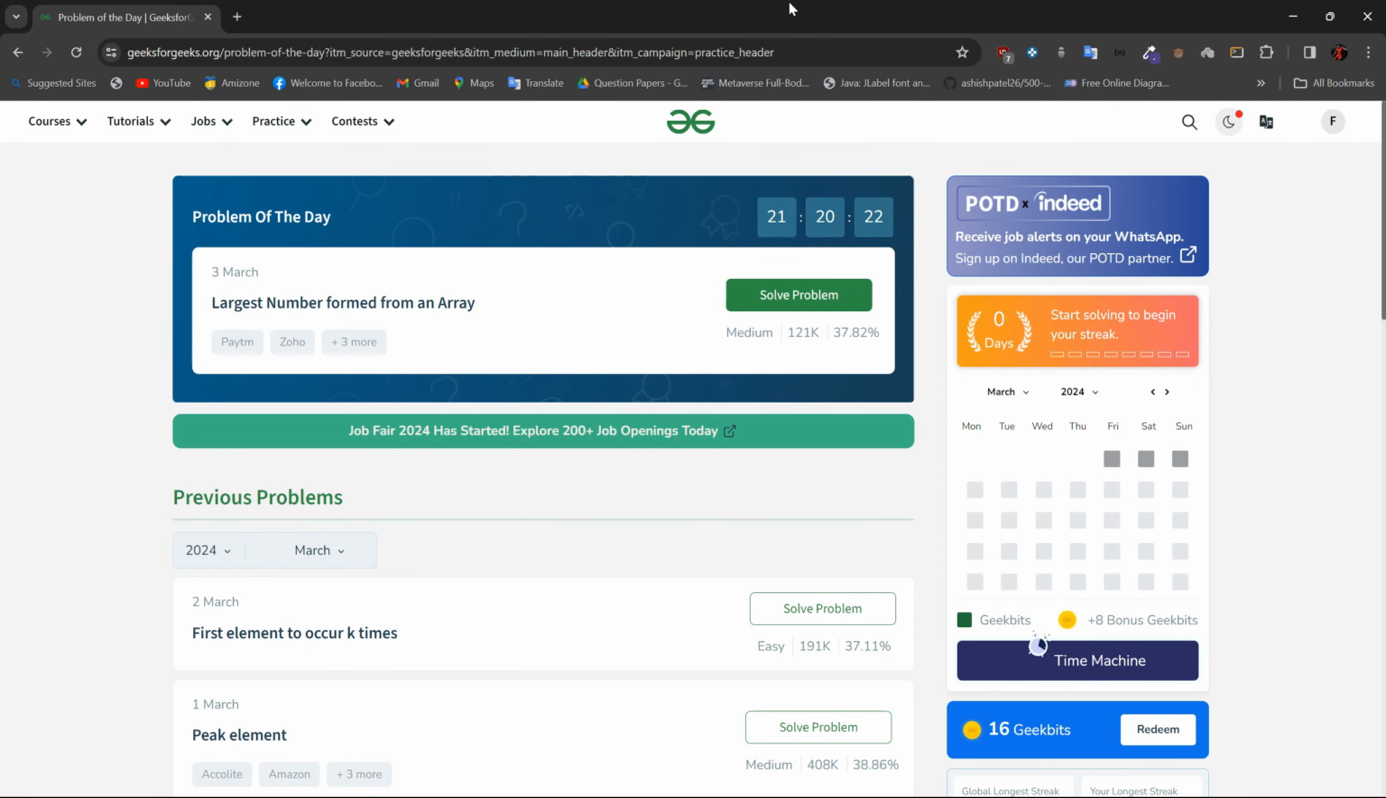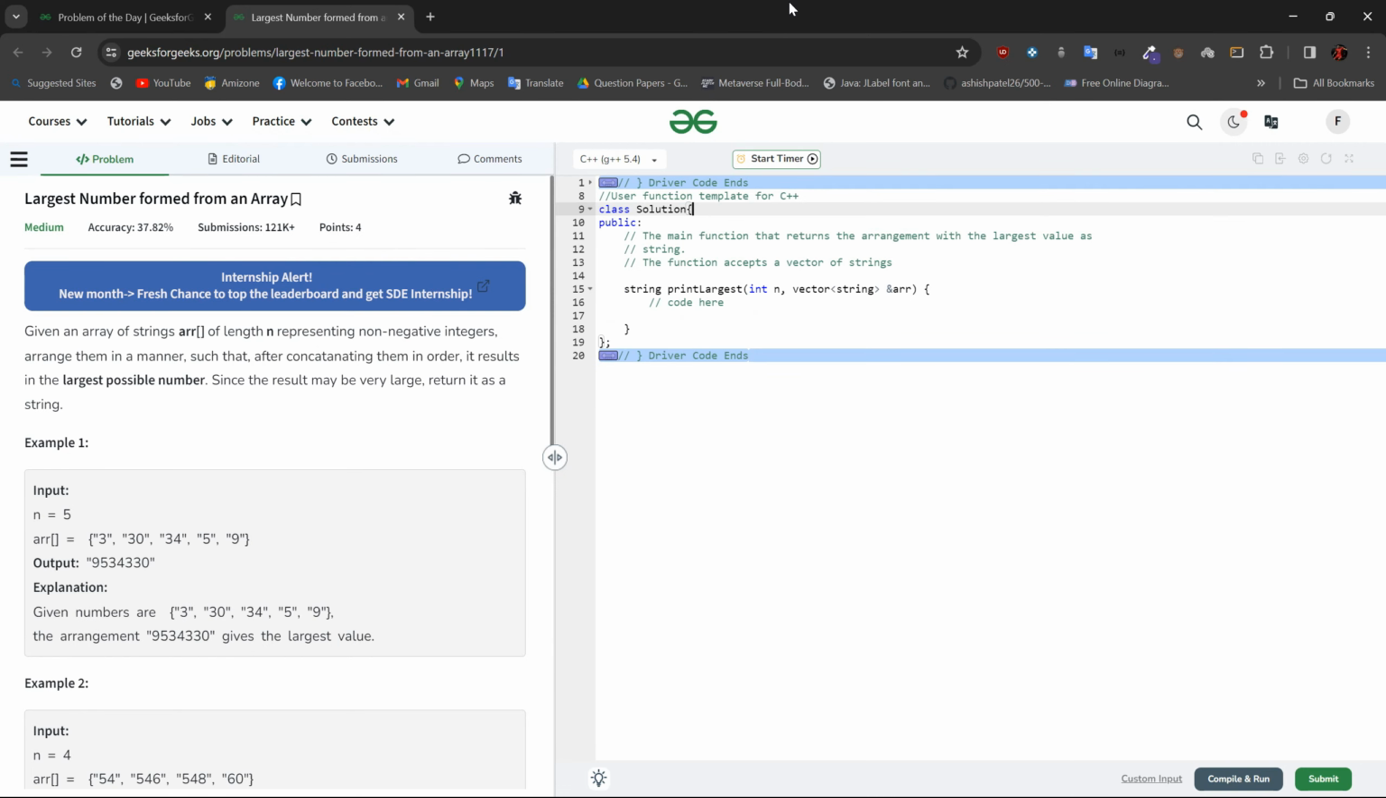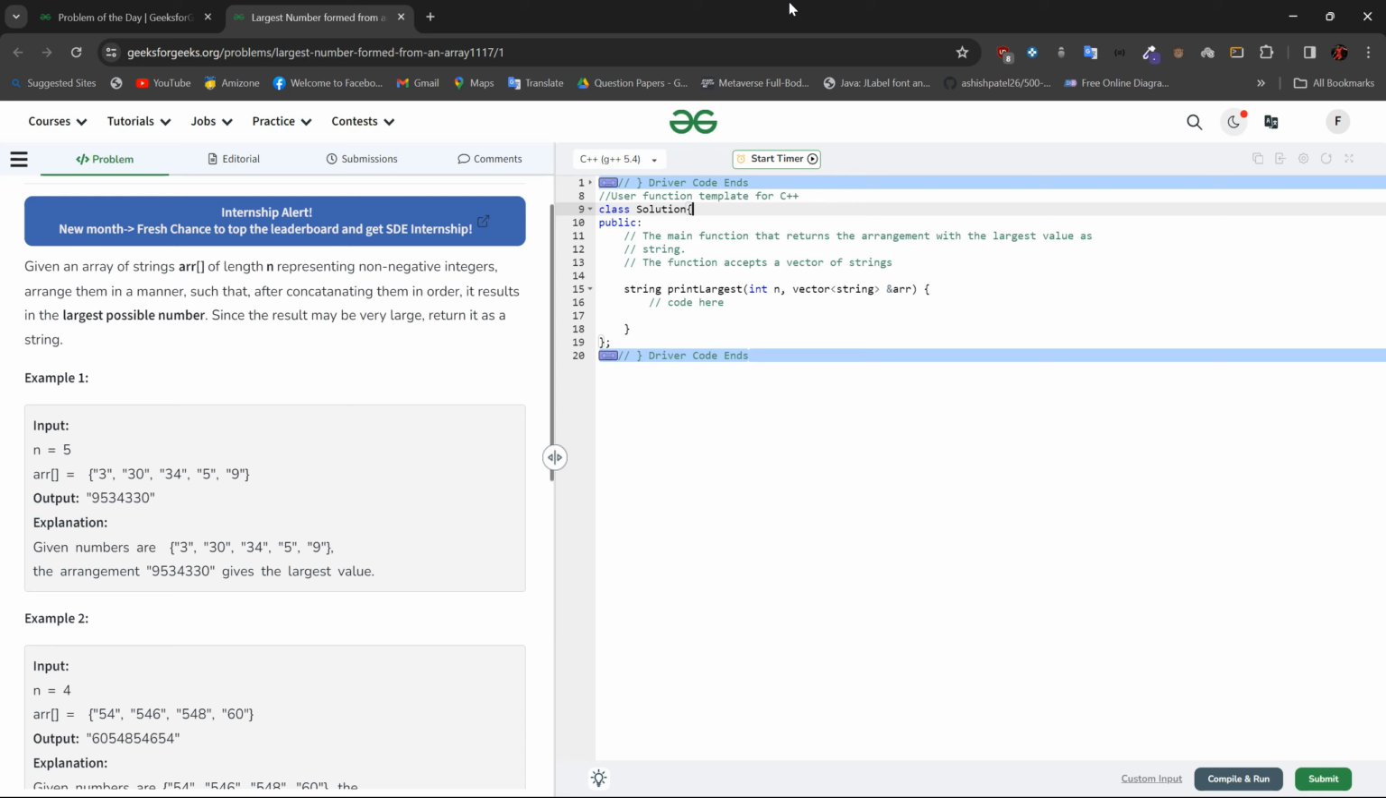Today we are going to solve the GFG problem of the day, which is largest number formed from an array. It is the problem of 3rd March and we are going to solve this. So let's see what the problem is. It is a medium level problem and the accuracy of the submission is 37%. So let's read the question.